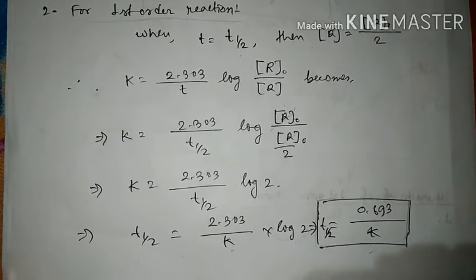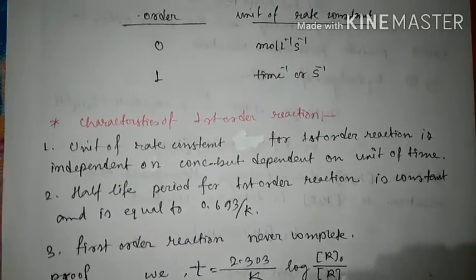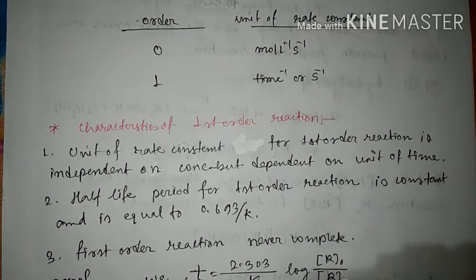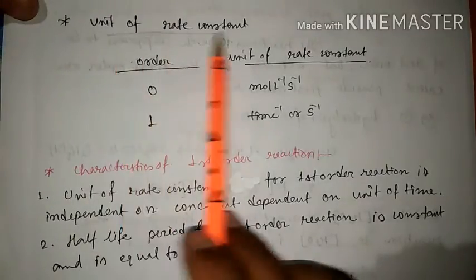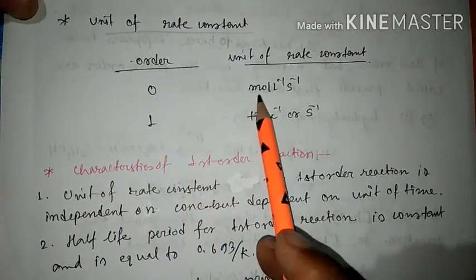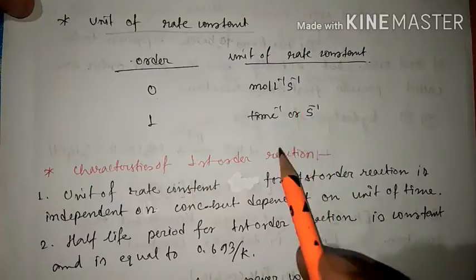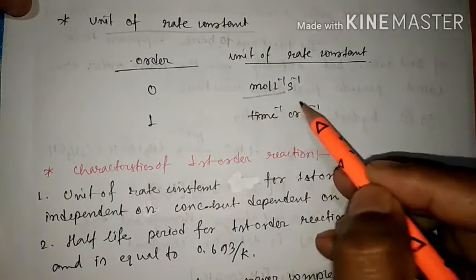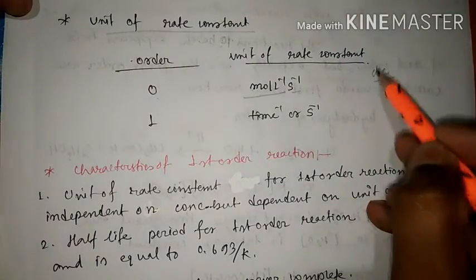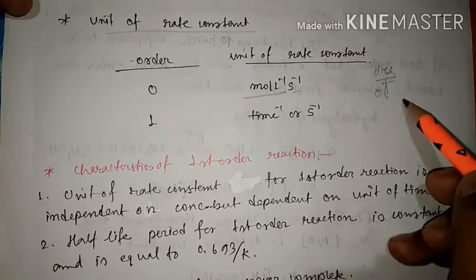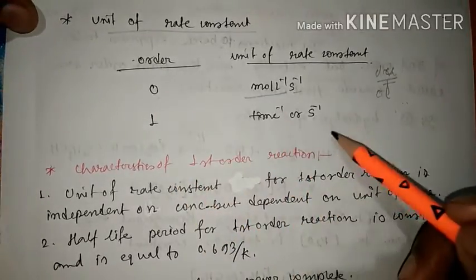Next we'll discuss the unit of rate constant for first order and zero order reactions. The unit of rate constant for zero order reactions is mole per liter per second, that is mole per liter second inverse. As we know, mole per liter is the concentration and s is the time. So concentration by time, that means dx by dt. But for the first order reaction, it becomes only time inverse.